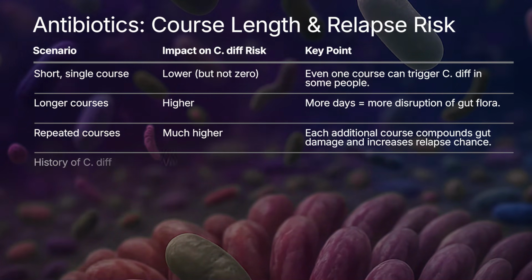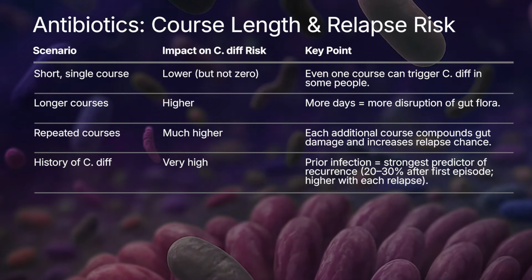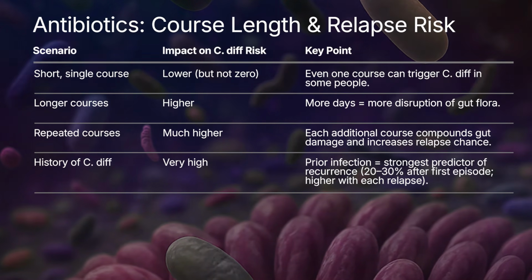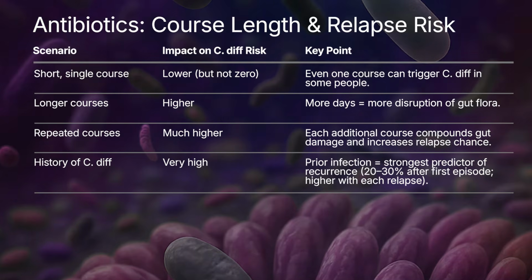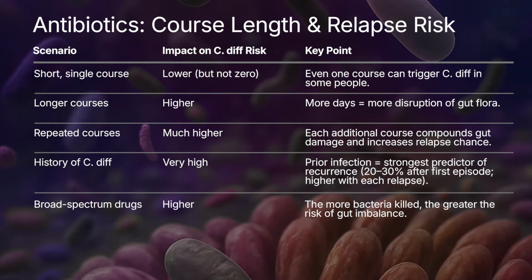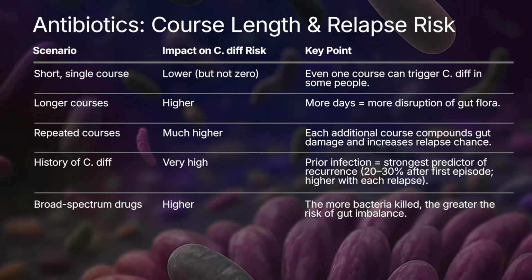Now, for people who have a history of C. difficile, the risk of recurrence is the highest of all. About 20 to 30% of patients relapse after their first episode, and the risk rises with every recurrence. Now, finally, keep in mind that broad-spectrum antibiotics, the kind that wipe out a wide range of bacteria, tend to carry more risk simply because they leave the gut more vulnerable. Next, we'll look at who is most at risk after taking antibiotics, and why some people get hit harder than others.